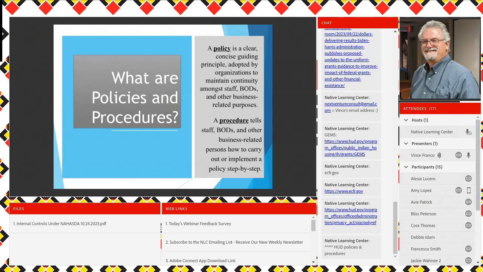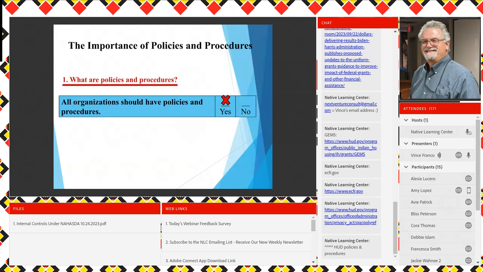But this is where we put our protocols into place, and they have to match up with our internal controls that I told you about. Internal controls are much broader. What are policies and procedures? A little walk-through kind of test here. What is a policy and procedure?